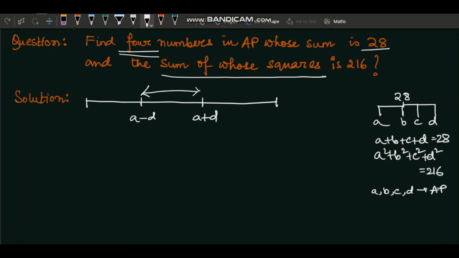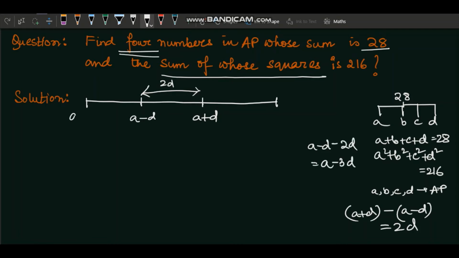So what is the common difference between these two? The difference between these two is definitely 2D. Why? Because A plus D minus A minus D gives us 2D. So what do you see? The common difference is 2D. So what should be the term just before A minus D? It should be A minus D minus 2D, that is A minus 3D. So this term should be A minus 3D.